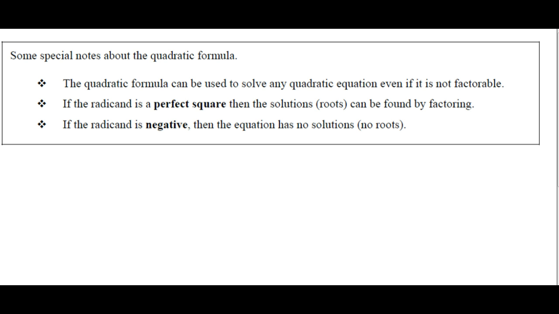We got to that 7 plus or minus root 9 over 4. At that point, you could have said, oh, this would have factored. But at that point, you might as well just say 7 plus or minus 3 over 4 and get your 2 solutions. If the radicand is negative, then the equation has no solutions, no roots. So if you get a negative under the radical sign, you just stop there.